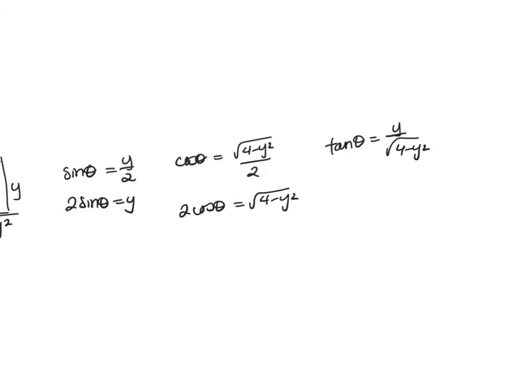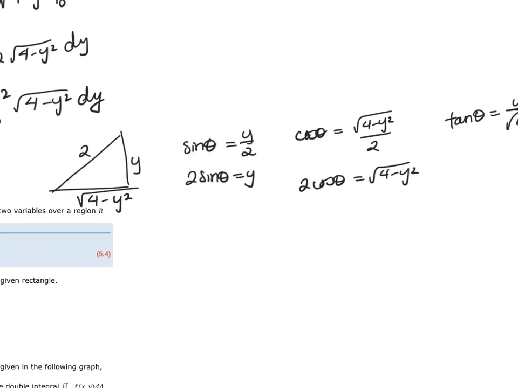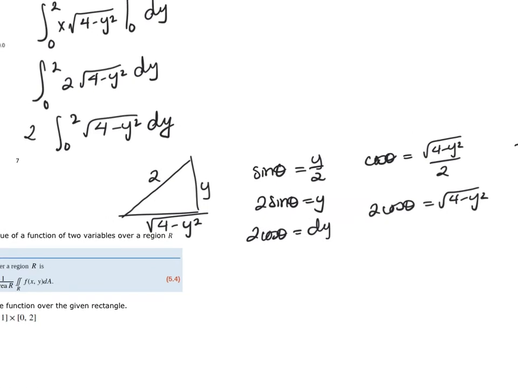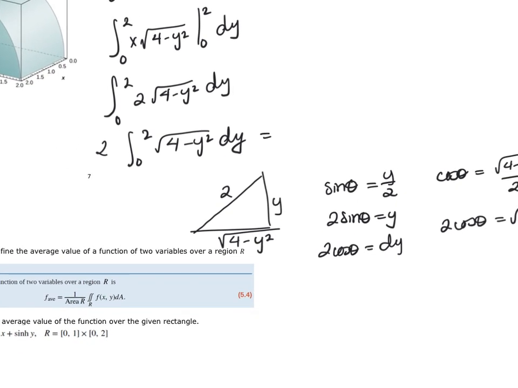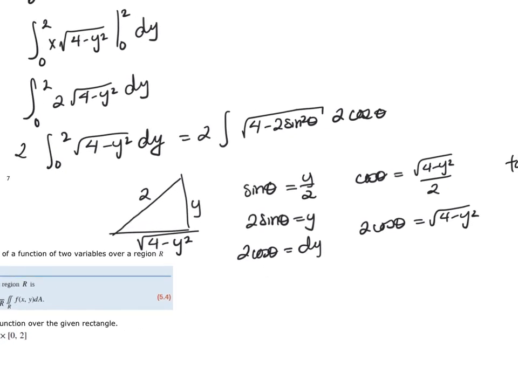Okay, so I think I'm ready to start doing my trig sub. So then 2 cosine of theta d theta is going to equal dy. Okay, so this is going to be equal to, I have 2, and I have some limits I'll have to deal with the limits of integration in a minute. I have the square root of 4 minus 2 sine squared of theta, and then it's going to be 2 cosine of theta d theta. I'm just going to call this A and B for now.